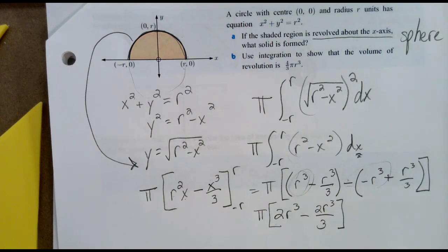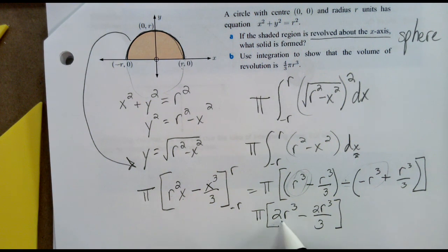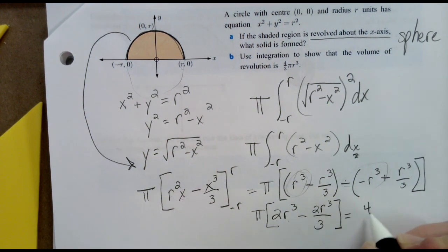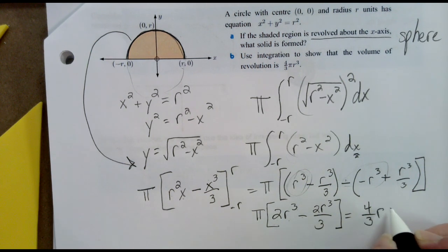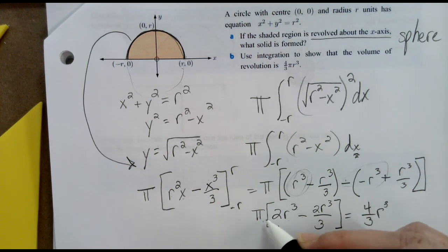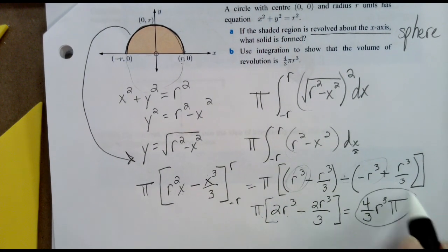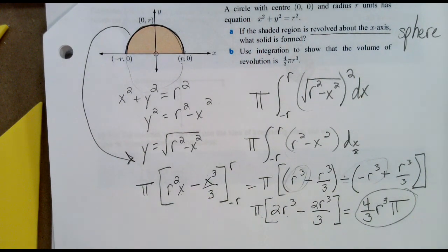Now, what is 2r cubed minus 2/3 r cubed? 4R cubed over 3. It'd be like 1 1/3, which is 4/3 r cubed times pi. Otherwise known as the volume of a sphere, right? 4/3 pi r cubed. Yes.